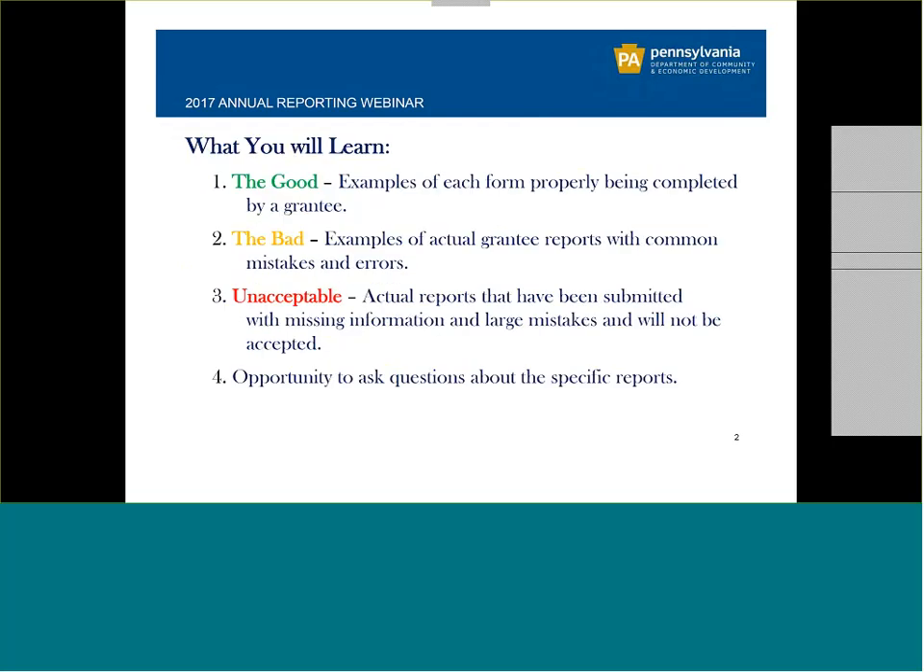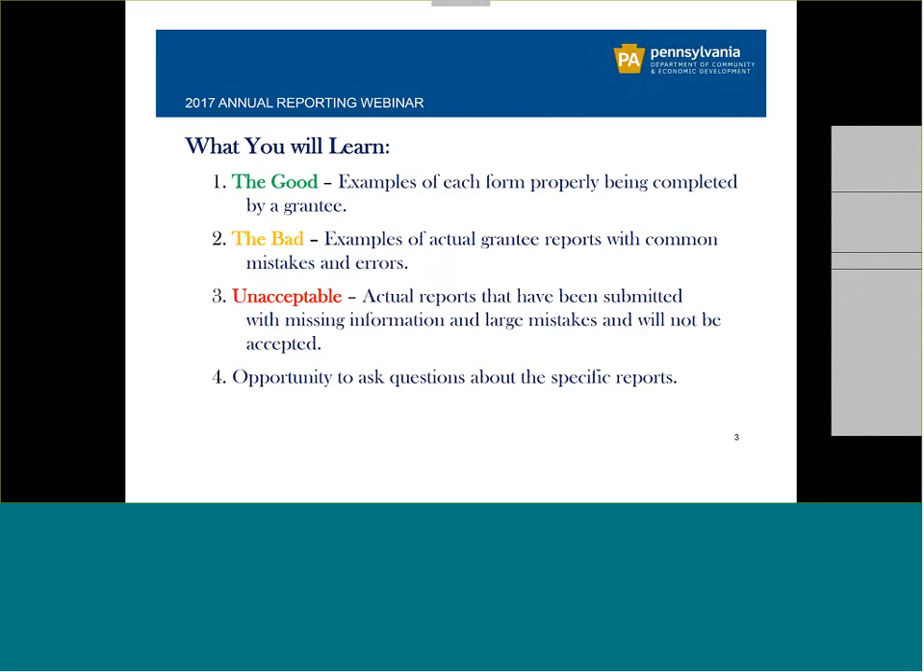So what will you learn today? First, we are not going to go form by form. This goes into this slot, this goes into that spot. We've done that. You can go back and look at the webinars.